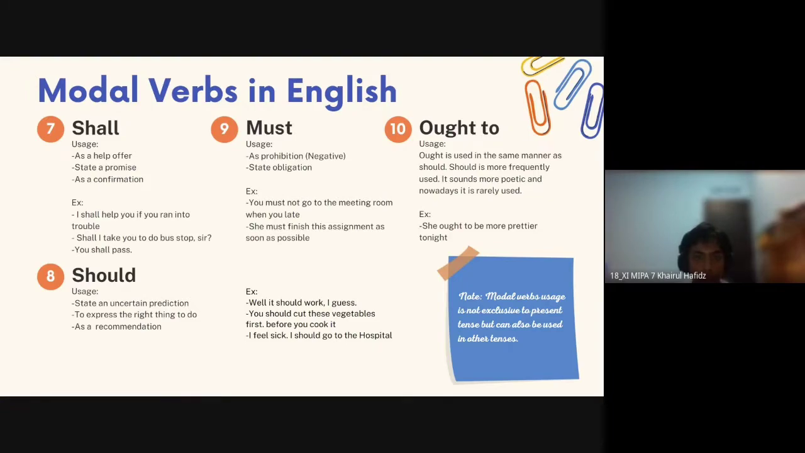The usage of must is for prohibition, negative, and to state obligation. Example: you must not go to the meeting room when you're late. She must finish this assignment as soon as possible. And the last, ought to. The usage of ought to is the same as should. Should is more frequently used. Ought to sounds more poetic, and nowadays it is really rarely used. Example: she ought to be prettier tonight.